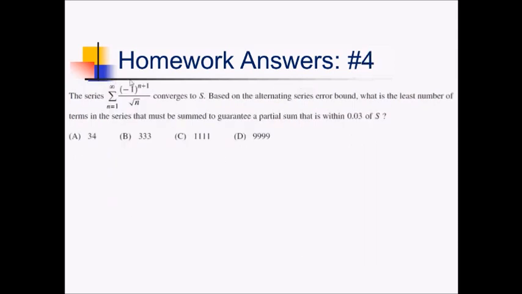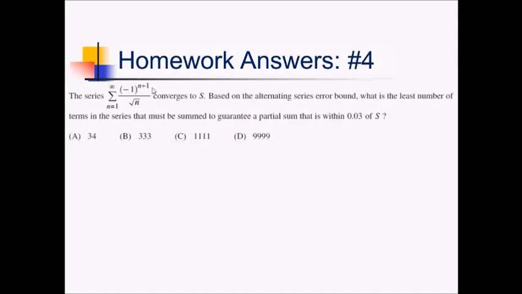On this problem, this series they're giving us, they tell us converges to S. Based on the alternating series error bound, we want the least number of terms in the series that have to be summed to get a partial sum that's within 0.03 of S. So basically, they want us to tell us the number of terms that's going to give us an error bound of 0.03. Since this is alternating series they're talking about, let's just verify the conditions before we do anything else.